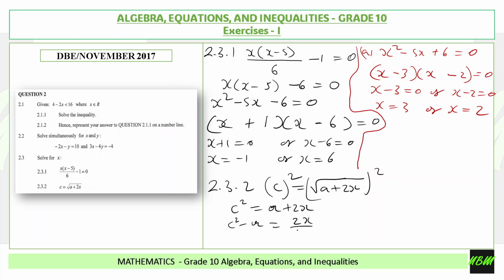And then from there, divide both sides by 2. And then now we'll be having c squared minus a divided by 2 is equal to x. Therefore, our x will be equal to c squared minus a, all divided by 2.